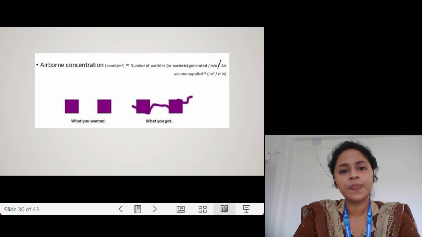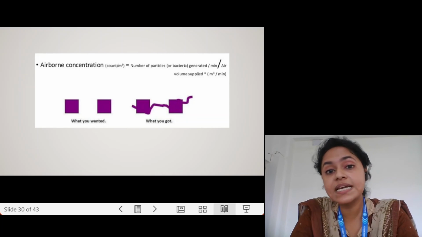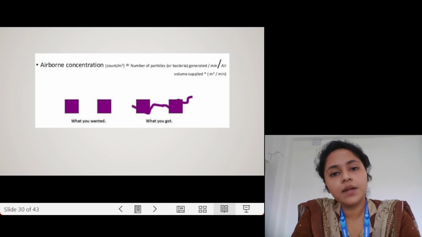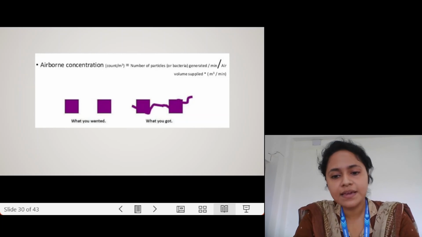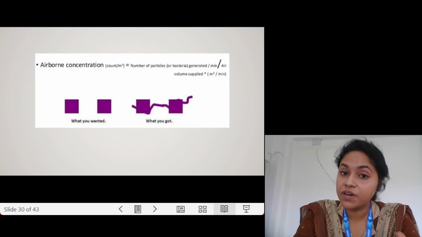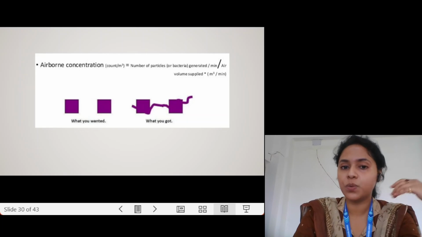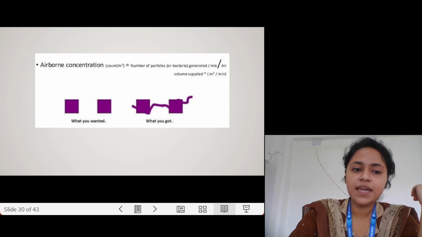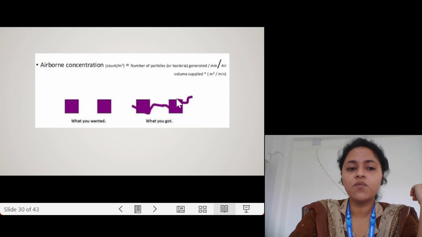So this is the definition of the airborne concentration. By using clean room technology, you can actually control the airborne concentration. You can control each and every parameter of your ambient so that you have good control of whatever you are fabricating. Okay, so this is what you wanted and this is what you get.